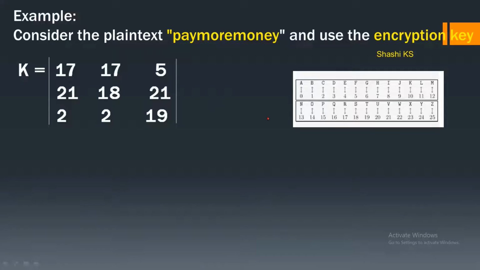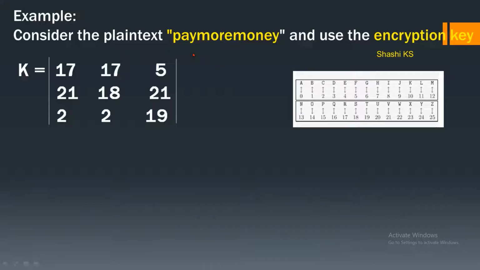So as I told, each of the letters in the alphabet A to Z will be mapped to the numbers from 0 to 25. So if you have A in the plain text, it will be mapped to 0. If you have B, it will be mapped to 1. If you have C, it will be mapped to 2. If you have D, it will be mapped to 3 and so on.